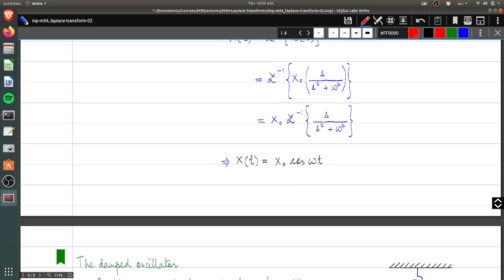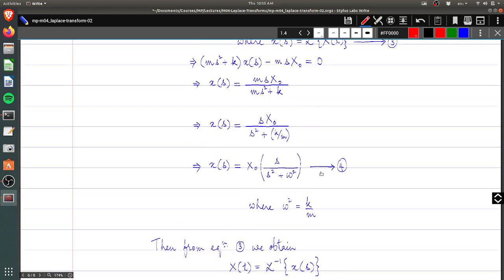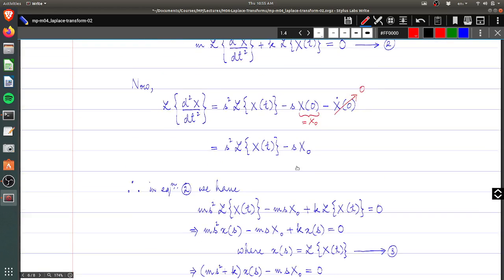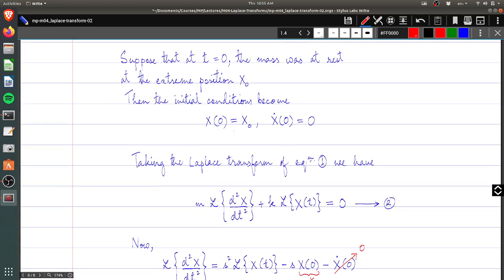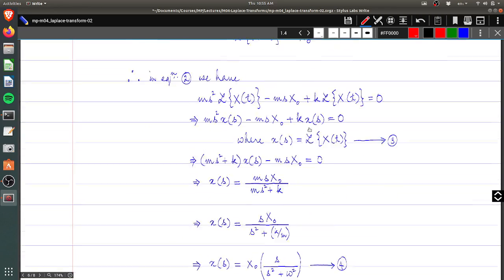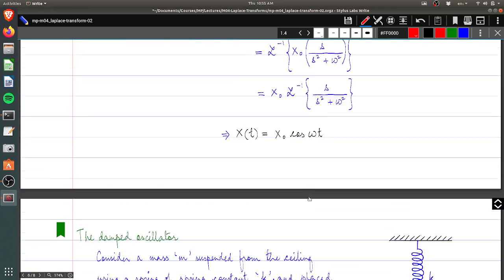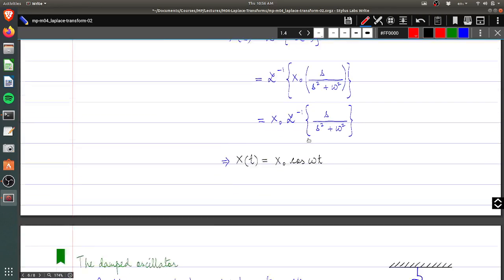It's a sinusoidal function, because it starts from one of the extreme positions. The initial condition says that it starts from one of the extreme positions, so we expect it to have a cosine variation, not a sine variation. Okay, so that's about the simple harmonic oscillator.